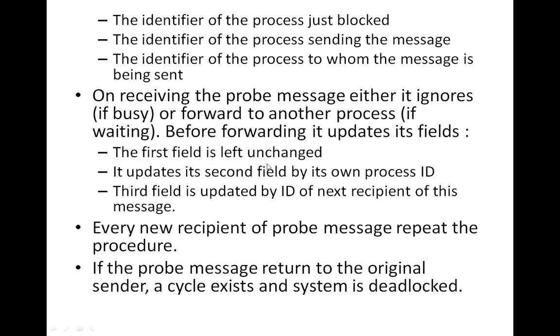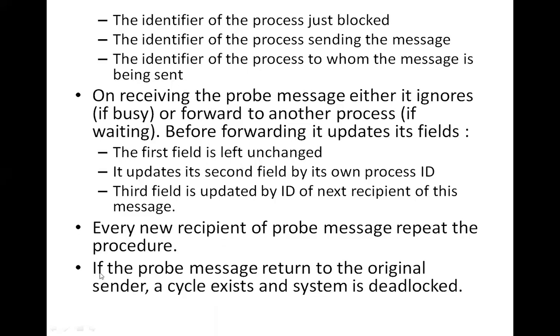The first field is left unchanged. There will be no change in it. And it updates the second field with its own process ID. And the third field is updated with the identifier of the next recipient of this message. Now, the third step is that every new recipient of the probe message repeats the procedure explained in step number 2.